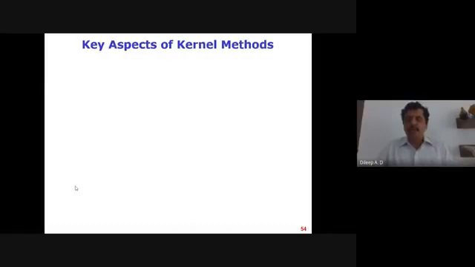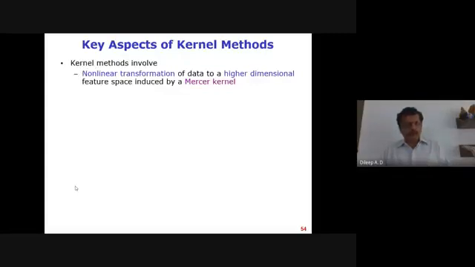Okay, I'll try to give you this concept at the beginning, and that helps you to understand it. See, basically the key concept associated with the kernel method is that it involves a non-linear transformation operation on the data to some higher dimensional feature space. Okay, and this higher dimensional feature space will be induced by the Mercer kernel.